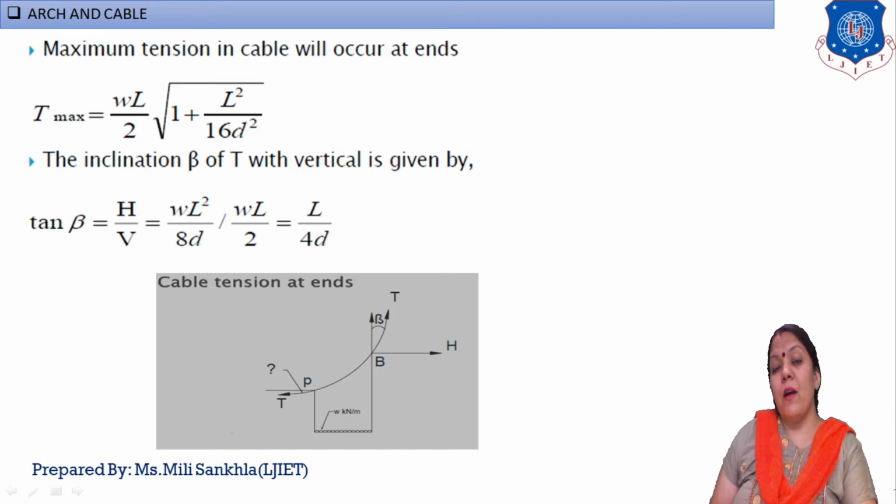If the data asks to find the inclination of this tensile force, then this tensile force makes angle beta with the vertical reaction. So tan beta is equal to H by V. Tan beta is the ratio of the horizontal reaction to the vertical reaction. If we put the value of H equal to WL square by 8D and V equal to WL by 2, our answer is L by 4D. This is the equation for T maximum, T minimum, then horizontal reaction and vertical reactions.